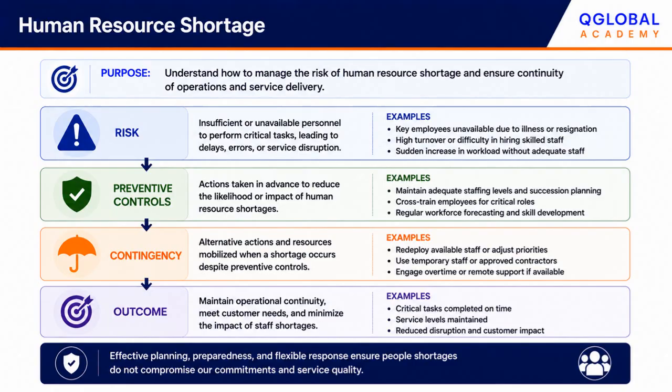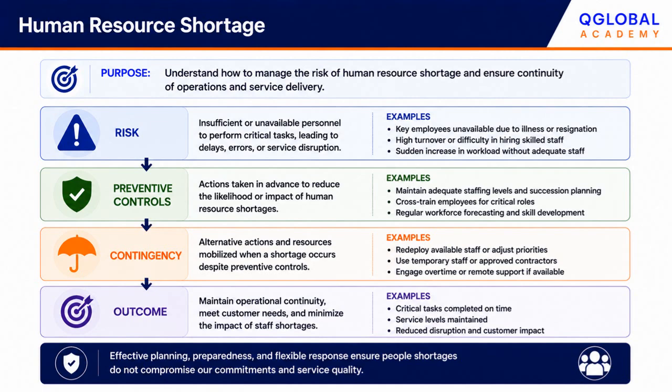To reduce this risk, organizations should implement preventive controls. These include workforce planning, succession planning, cross-training employees, maintaining competency records, and recruiting qualified personnel in advance. If a shortage still occurs, the contingency plan is activated.